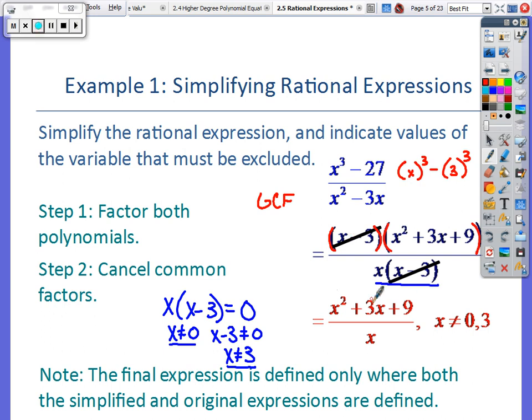If you remember when we talked about the difference and sum of two cubes, don't waste your time. The big bubble will never be factorable. Even if it looks like it can be, it will never, ever be factored. So what we have is x squared plus 3x plus 9 all over x. And that would be an appropriate way of putting an answer.